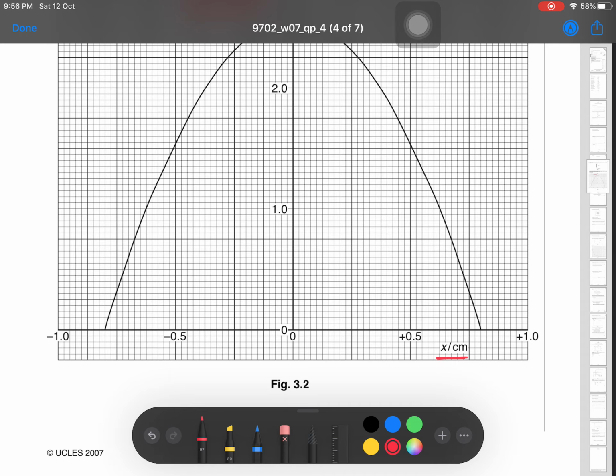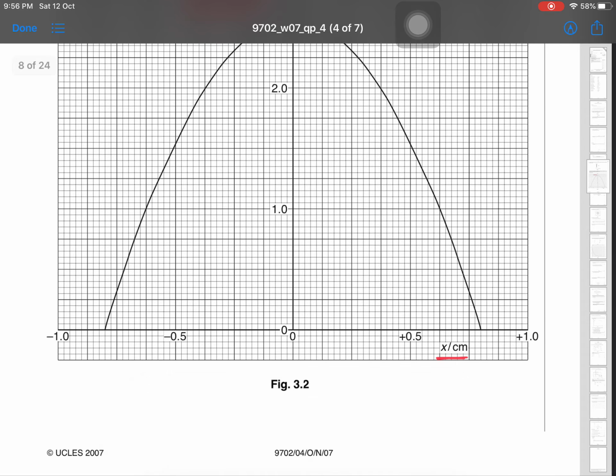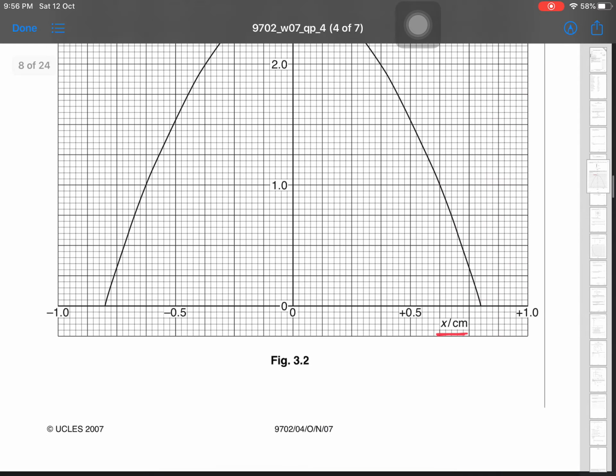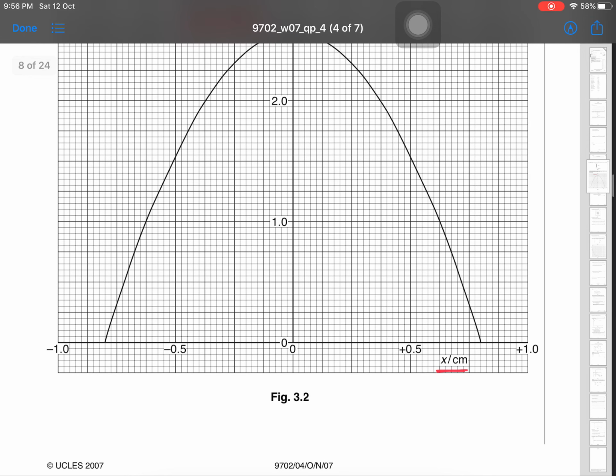So we are going to go to the questions. Use figure 3.2. We are going to depend on the graph to determine the distance d through which the mass was displaced initially. So we need to find the maximum displacement, which is the amplitude. So we are going to check the maximum displacement.